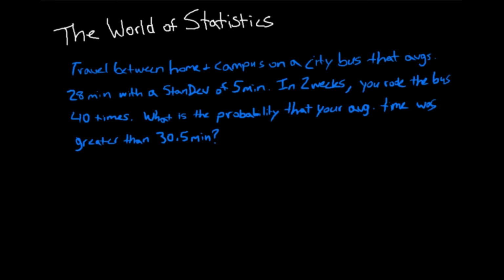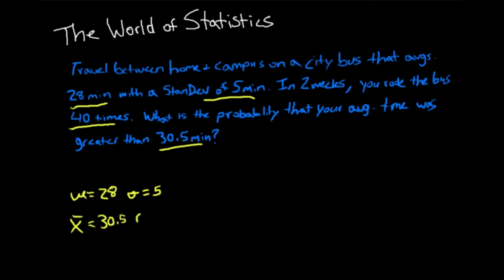So again, what are we given? We're given a mean, we're given a standard deviation, we're given that we rode 40 times, and we want to know what is the probability that our average time was actually greater than 30.5 minutes. Sometimes those bus rides can seem long, so you want to find the probability that it's greater than this time frame. So again, step one is to just write everything down that we're given. So we know that it averages 28 minutes and has a standard deviation of 5 minutes. Our x bar value is going to be looking at 30.5. And our n is 40 because we rode the bus 40 times.